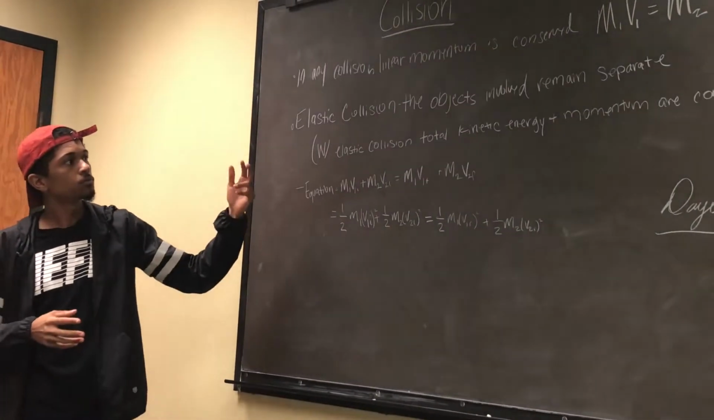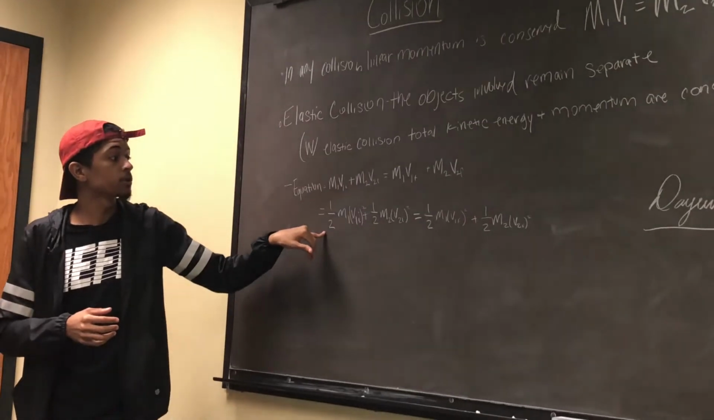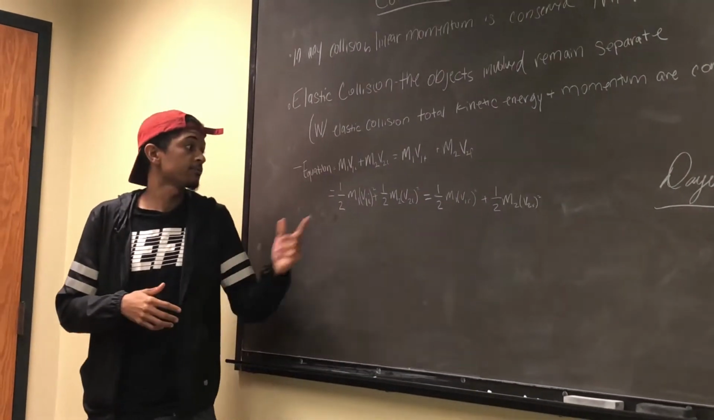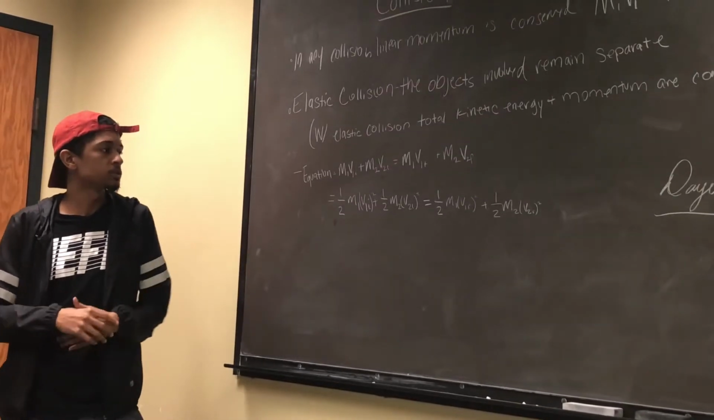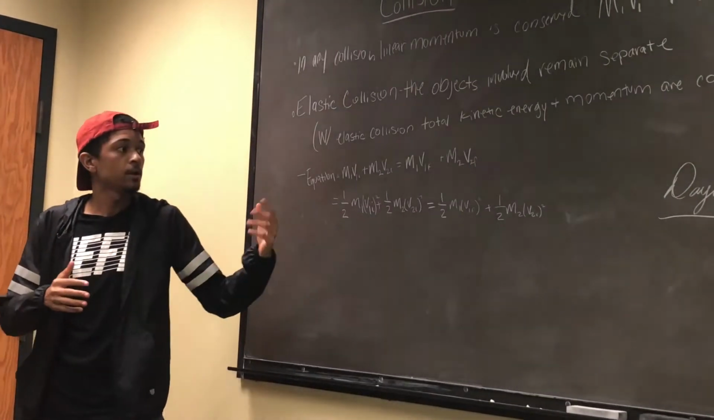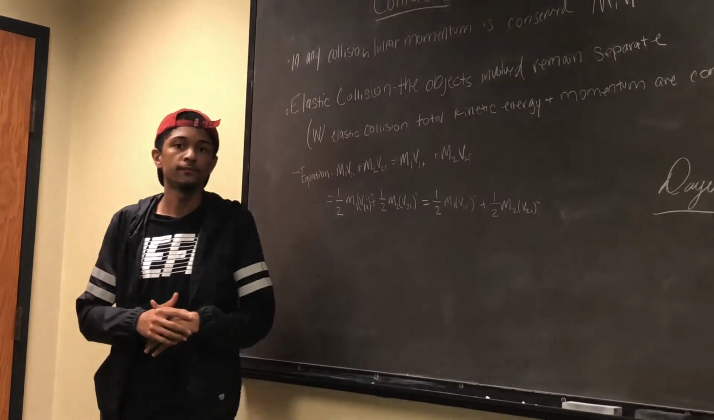When you convert into kinetic energy, you then have your 1/2 mass 1 velocity 1 initial squared plus 1/2 mass 2 velocity 2 initial squared equals the same equation for the final.